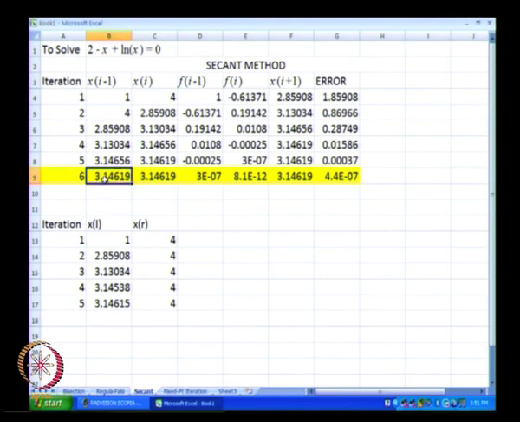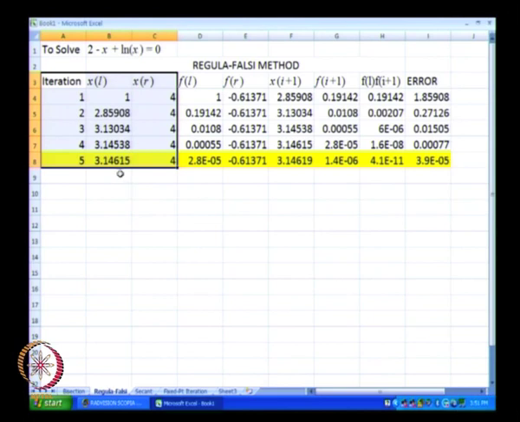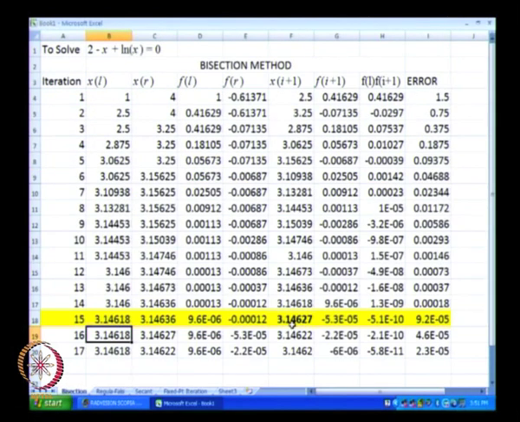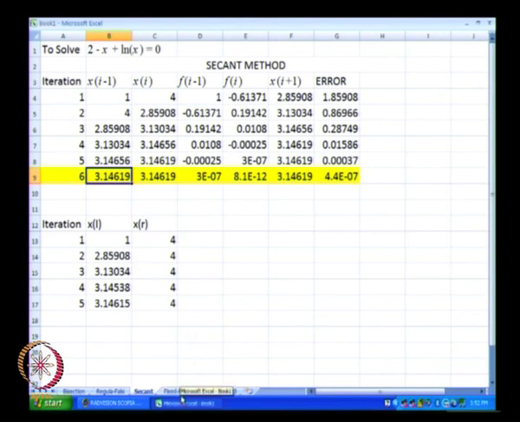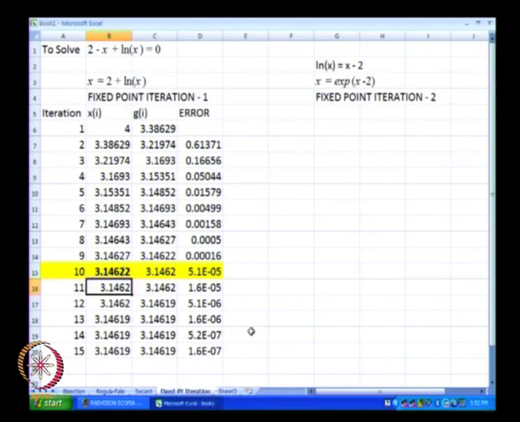So we can confidently say that the solution is in fact 3.1462, but we cannot say anything about the last digit in that solution. If we keep comparing with all the other methods, we will see 3.1462, 3.1462, 3.1462 and 3.1462 as the solution using all of these methods. So this was one way of using the fixed point iteration.